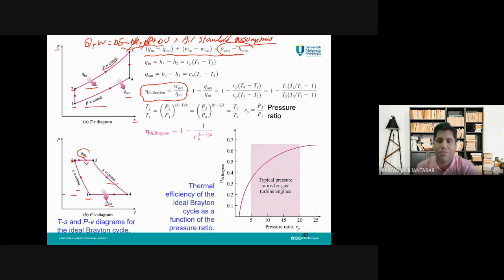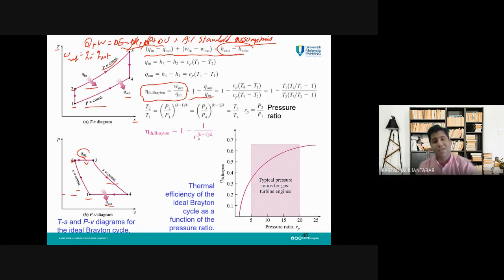So this is the general equation. As I told you, you know that W net is equal to Q in minus Q out. So if we substitute here, this equation will change to 1 minus Q out divided by Q in. Now, if we have Q out and Q in, we can calculate thermal efficiency.